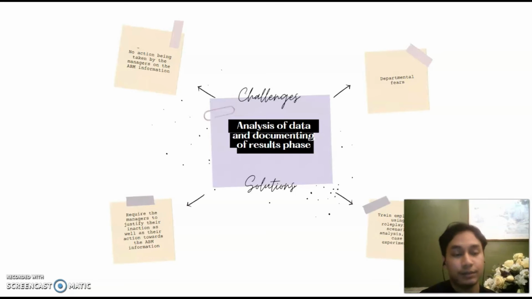So next is the departmental fear. This may be the fear of not being successful in the new costing system, or also the loss of autonomy. To prevent this, we can train the employees using role playing, scenario analysis, and also case experiments. With this, we can provide the employees with a safer environment to experiment and also find new ways to be successful in the new costing system.